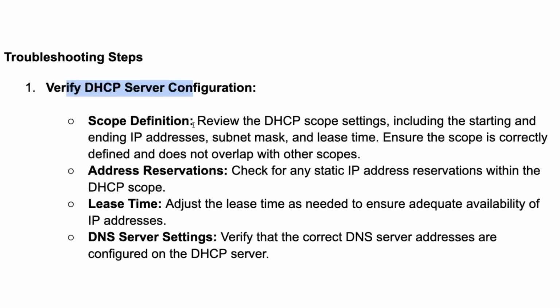So the scope definition. First we need to understand what the scope is. What is the scope of the DHCP server? The reviewing of that settings. When you look at your DHCP scope settings, it includes the starting and ending IP addresses, the subnet mask, and the lease times. We have to make sure that the scope is correctly defined and it doesn't overlap with other scopes.